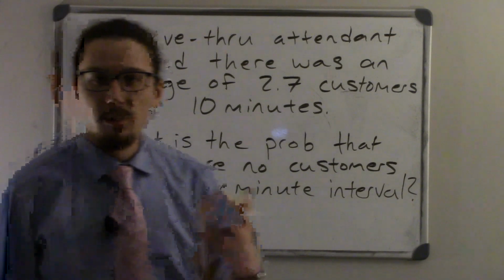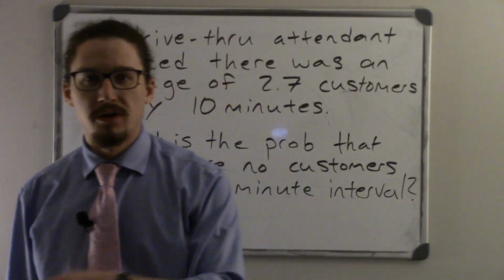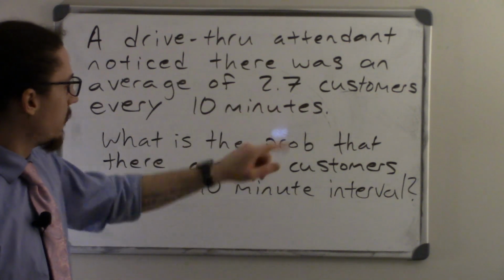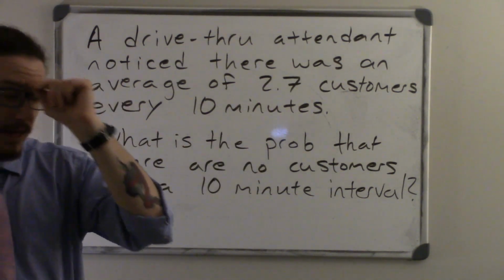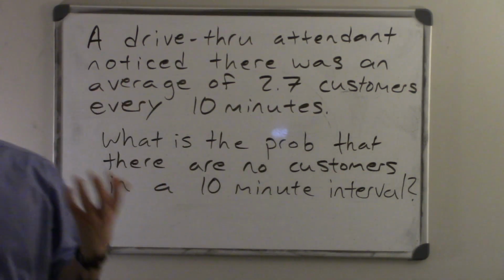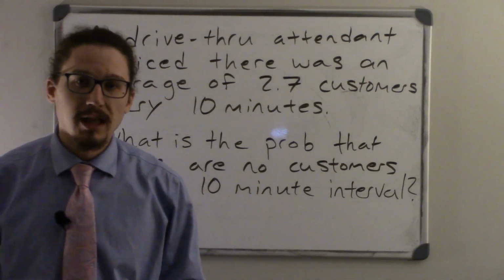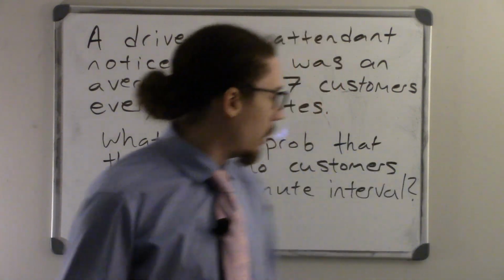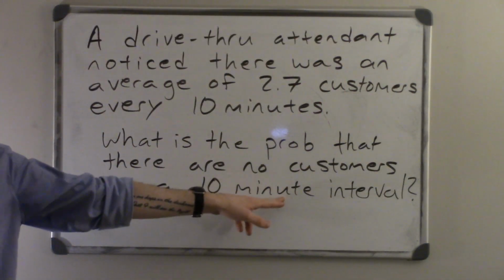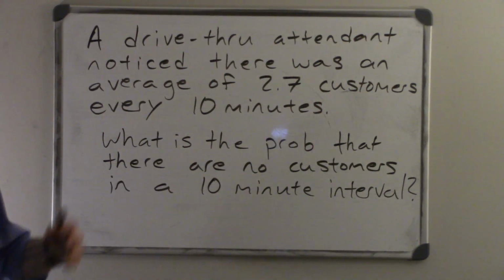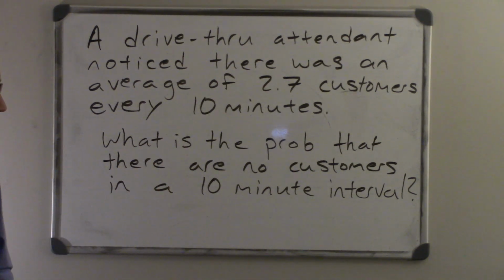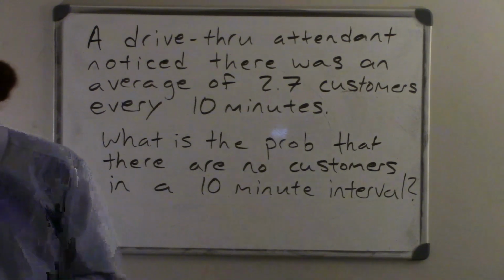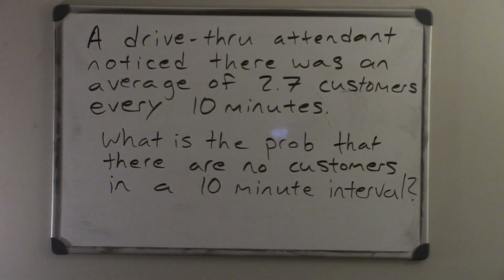So our random variable, our Poisson random variable, is the number of customers at the drive-through. And we have an average of 2.7 every 10 minutes. That's telling me that's lambda. That's the lambda for a 10-minute interval. Luckily for us, we're being asked for a probability about this random variable in a 10-minute interval.